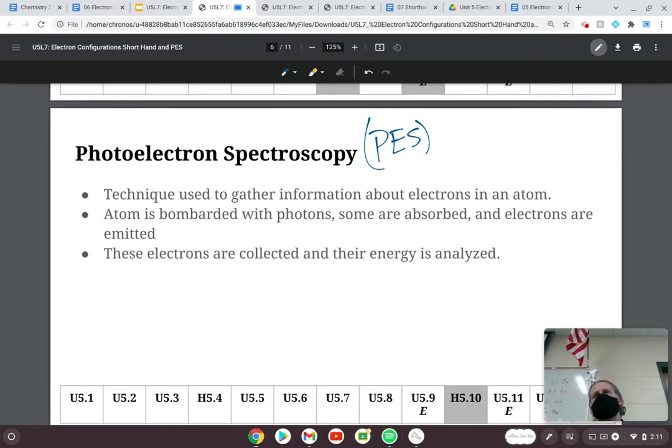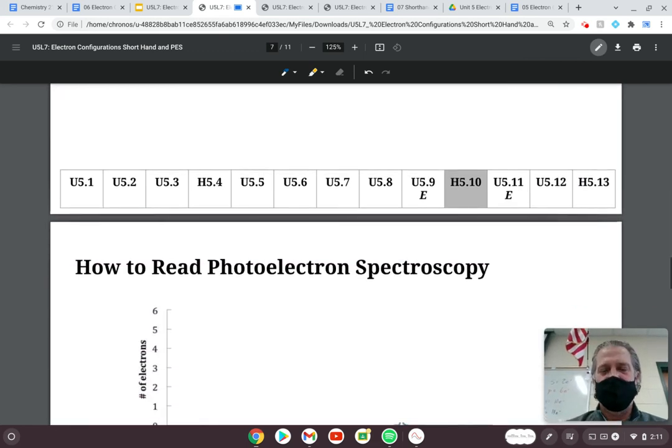There's a magnet that surrounds that bend, and the more electrons that an atom has, the closer it will bend toward the magnet. And so where the atoms are detected on the plate at the end of the bend is basically how many electrons it has. And from that, we get some information we can use to identify an electron configuration based on spectroscopy data.